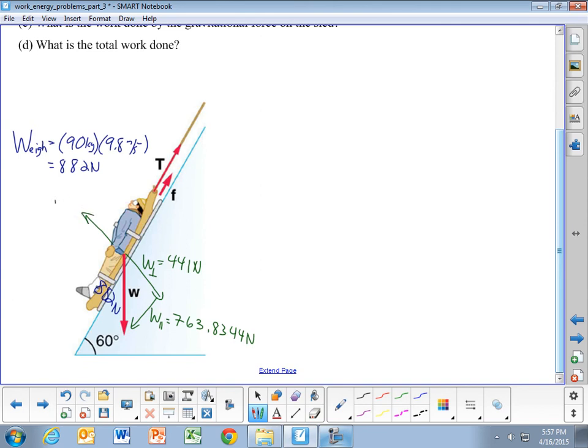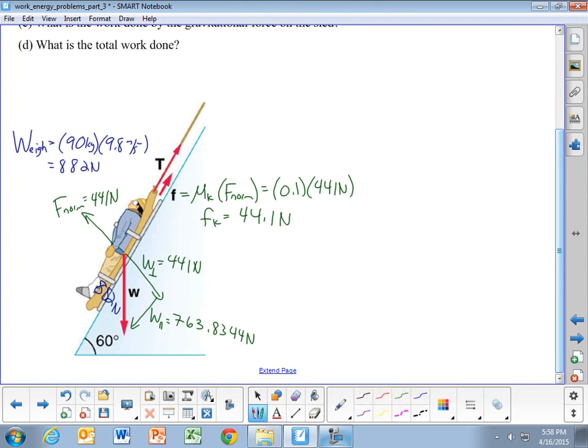I have the normal force pushing up, which has to balance out the perpendicular component of the weight. So that's 441 newtons. The force of friction is the coefficient of friction times the normal force. The coefficient of friction was 0.1. The normal force is 441 newtons. So this gives the force of friction is 44.1 newtons.